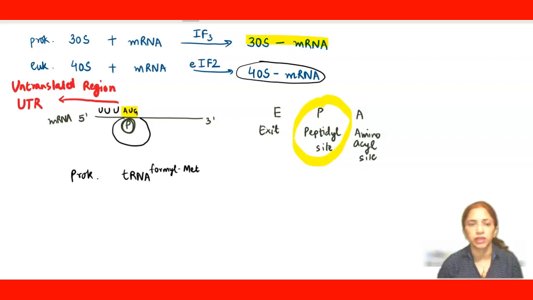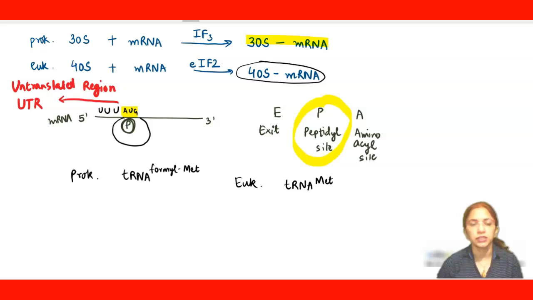So we just write in short fMet, which means formylated methionine. But if we are talking about eukaryotes, the transfer RNA brings a simple methionine. So students who are preparing for competition exams, this is a must to remember: in prokaryotes methionine is there, but it comes in the formylated form, whereas it doesn't happen in eukaryotes.